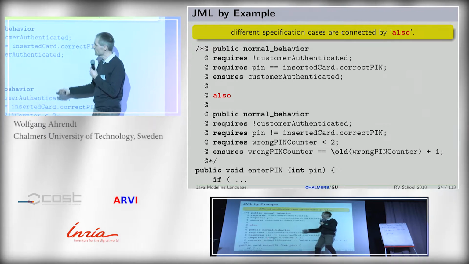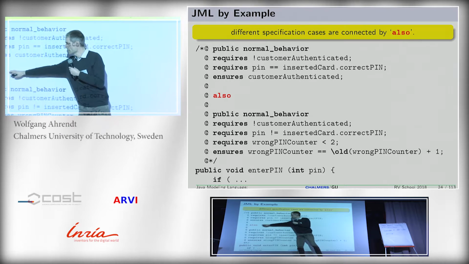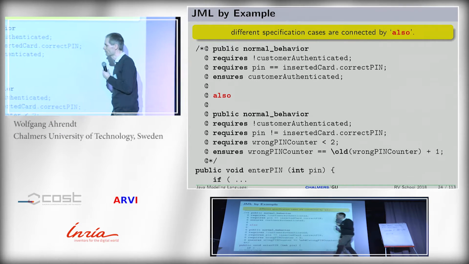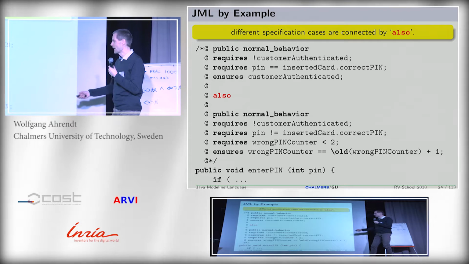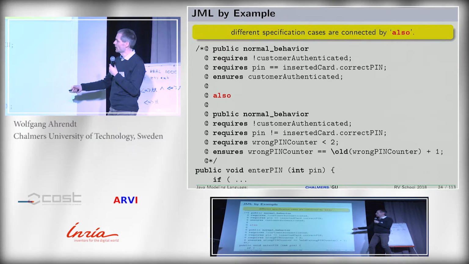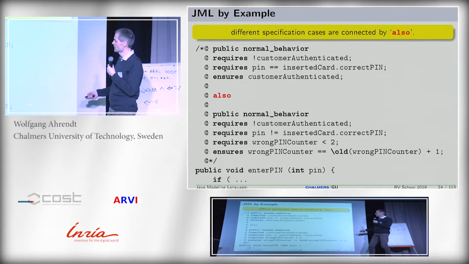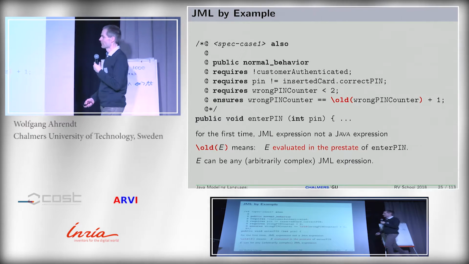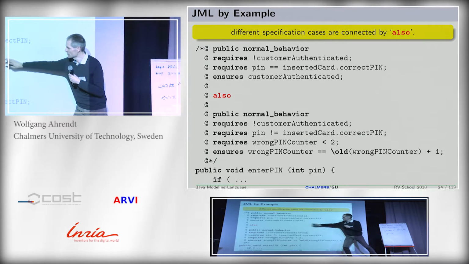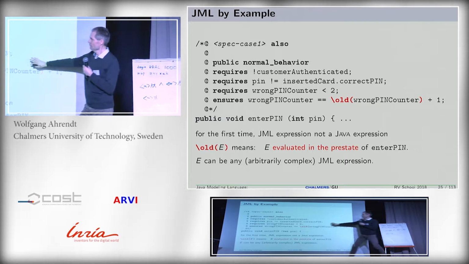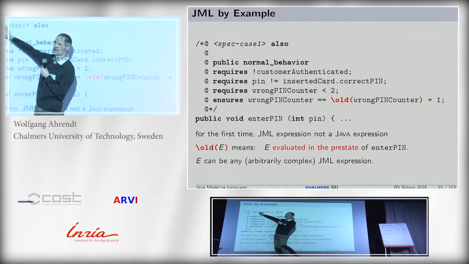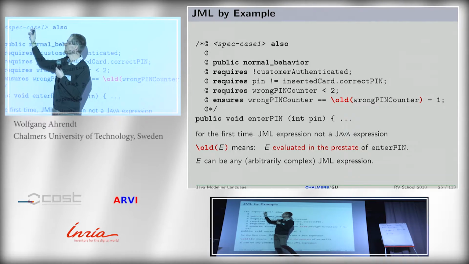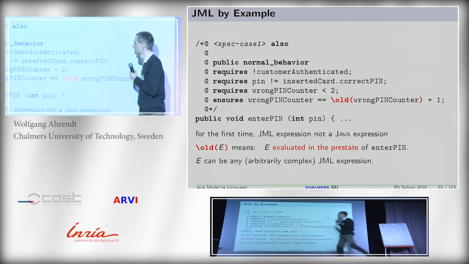So we have now two specification cases, and they are connected with this also. And here is then similar stuff. The biggest difference is that the pin is not equal to the correct pin in the preconditions. So now I'm pushing this up in the slide. So imagine the first specification case is written here. This is not JML syntax. This is just abbreviation on my slides.